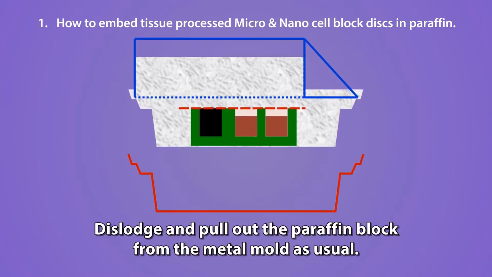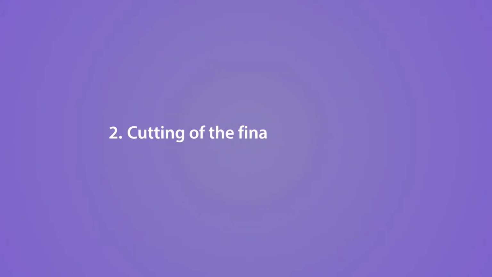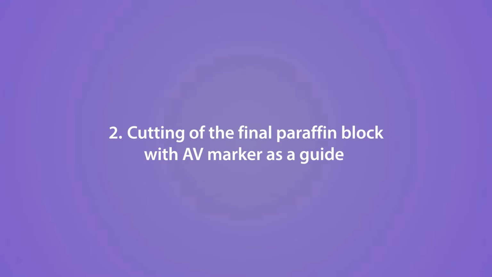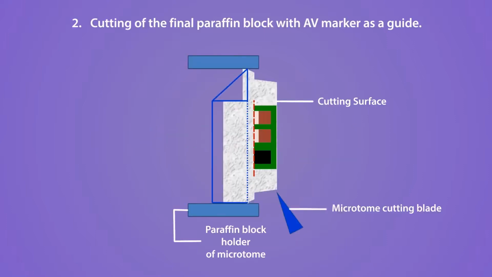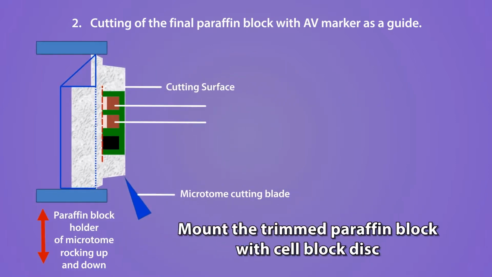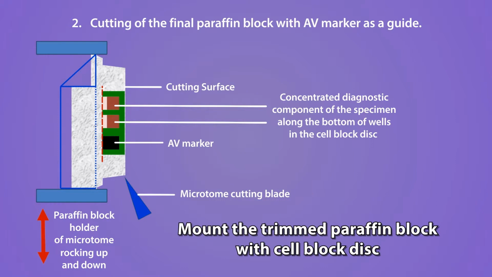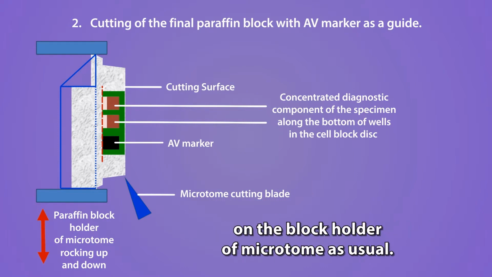Dislodge and pull out the paraffin block from the metal mold as usual. Cutting of the final paraffin block with AV marker as a guide. Mount the trimmed paraffin block with cell block disc on the block holder of microtome as usual.